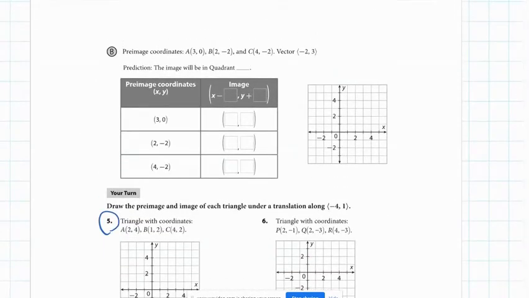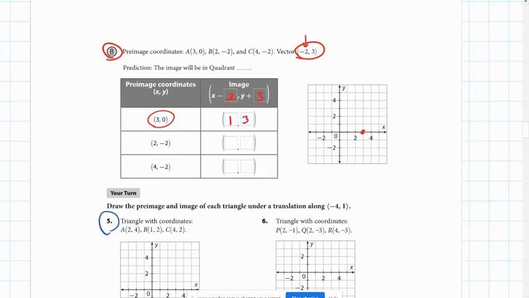So you can go ahead and see if you can fill in all the blanks for example B by applying the vector ⟨-2, 3⟩. Pause your video, press play when you're ready to see the solutions. Since we are subtracting 2, then that's x minus 2 and y plus 3. And so if you take the point (3, 0) and you subtract 2 from the x, that's 1, add 3 to the y, we get the point (1, 3).